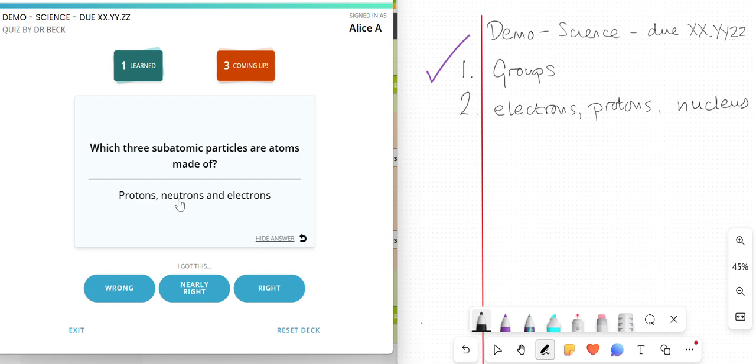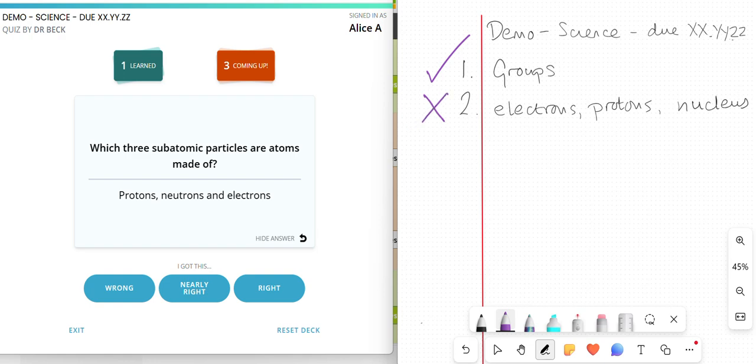Now, the order doesn't matter. 3 things in any order. Protons, neutrons, electrons. I check my answer. Yes, I've correctly written electrons and protons, but the nucleus is wrong. Now, I'm not going to correct my wrong answer. I'm simply going to put a cross next to it in the margin.